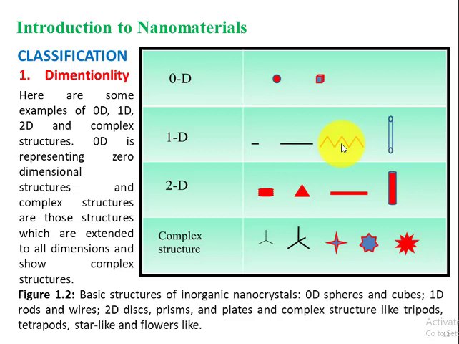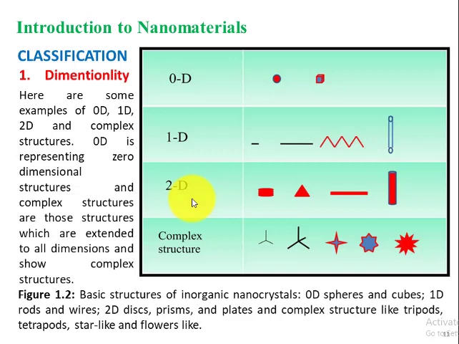They are usually rods or wires, as we can see in this figure. Two-dimensional materials, their size is in nanoscale along two dimensions. These are just like disks. Two-dimensional nanomaterials are those nanomaterials which are in nanoscale size along two dimensions, just like along the x-axis or along the y-axis. These are also usually just like disks or rods.